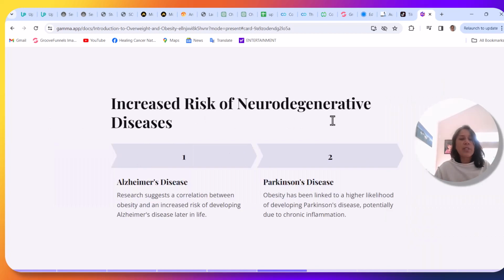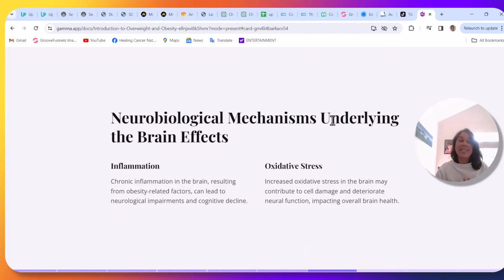Don't cut corners. The increased risk of neurodegenerative diseases: Alzheimer's disease. Right now, Alzheimer's is called diabetes type 3 in the medical community, because it has been associated with overweight and obesity, again, and eating a lot of junk. Go back again to the same thing: stress, nutritional deficiencies, and toxins. Alzheimer's disease research suggests a correlation between obesity and an increased risk of developing Alzheimer's disease later in life. Parkinson's disease: obesity has been linked to a higher likelihood of developing Parkinson's disease, potentially due to chronic inflammation. So if you're struggling with any mental illness, maybe losing weight would be a very good idea.